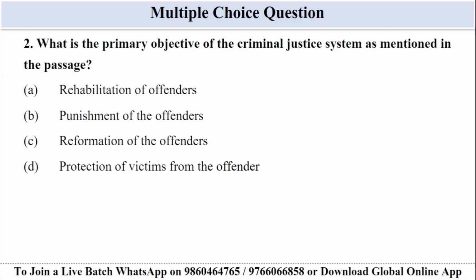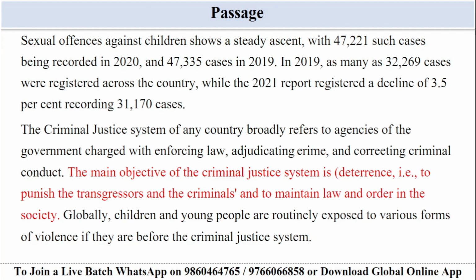Now the question is, what is the primary objective of the criminal justice system as mentioned in the passage? We have options here: rehabilitation of offenders, punishment of offenders, reformation of the offenders, protection of the victims from offenders. So guys, the keywords are primary objective and criminal justice system. We have to look for these words in the passage. So the passage says the main objective of a criminal justice system is deterrence, that is to punish the transgressors and criminals and to maintain law and order in the society.